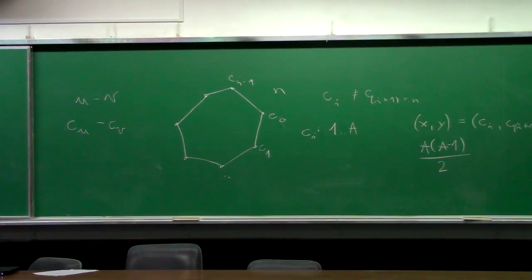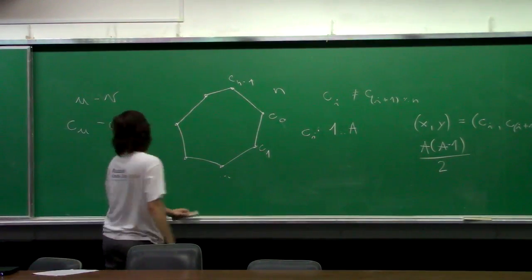Of course, if a(a-1)/2 is the minimum number of edges in the complete graph, so if this is greater than n, then we fail. It's impossible to create n edges because we have more than n edges already if we have a complete graph. This is an obvious case.